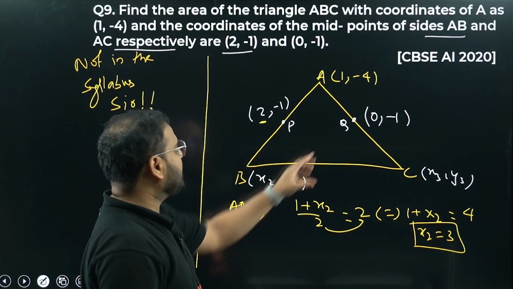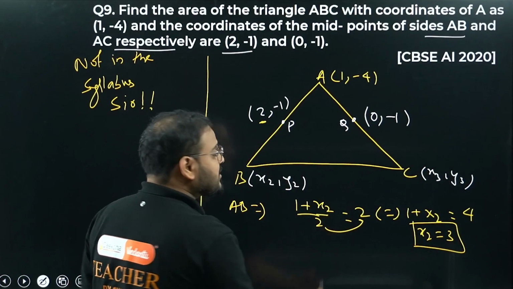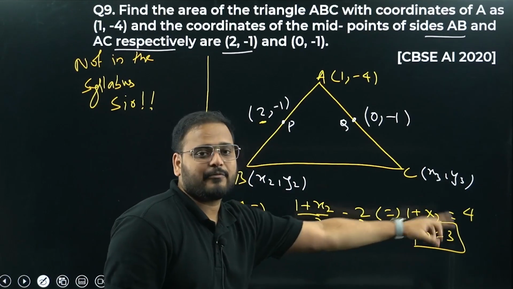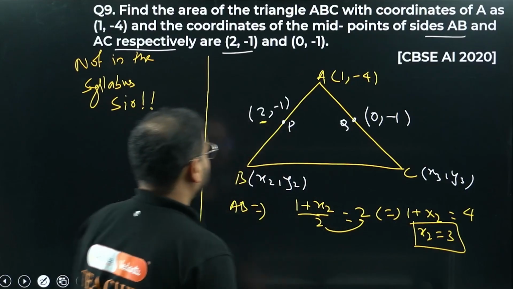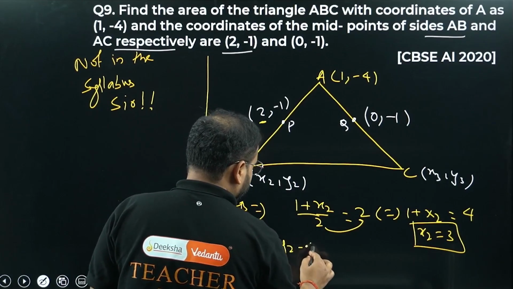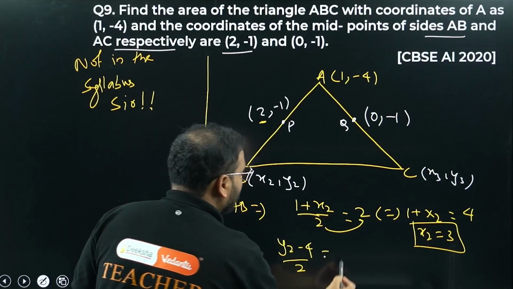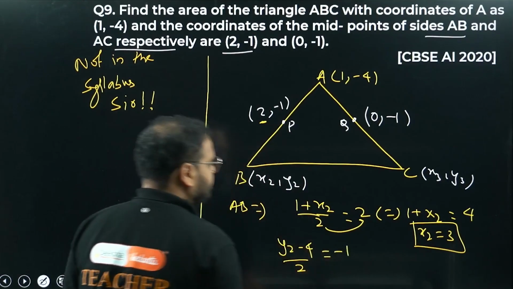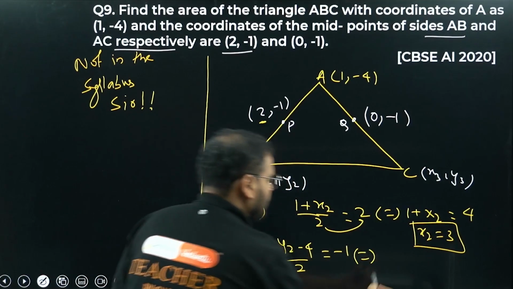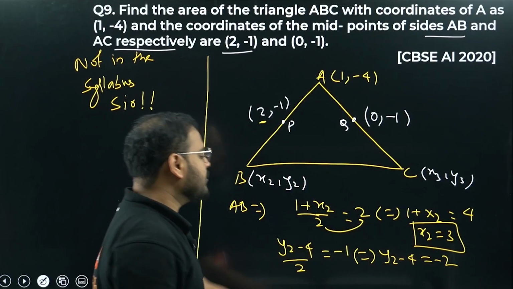Correct? 1 plus x2 divided by 2, midpoint formula, equals the x coordinate of the midpoint. So 2 into 2 is 4. So 1 plus x2 is 4. Take 1 on that side. 4 minus 1 is 3. x2 is 3. Let's look at the y coordinates. y2 minus 4, divided by 2, again equals the y coordinate of the midpoint, which is minus 1. Please check. Cross multiply: 2 into minus 1 is minus 2. So y2 minus 4 is minus 2. Bring minus 4 on that side. y2 is coming as 2.